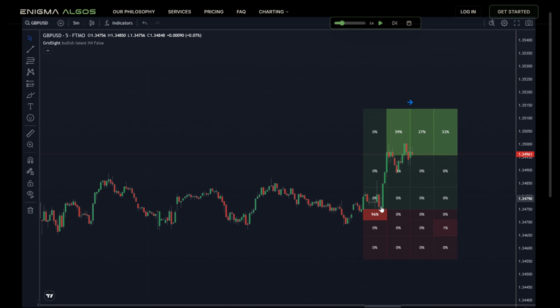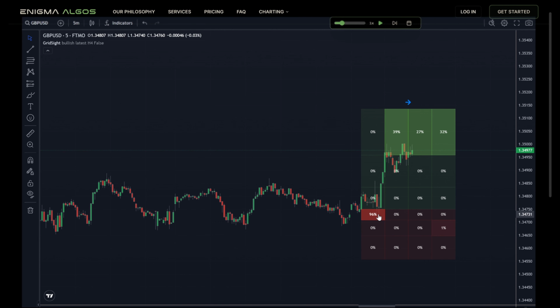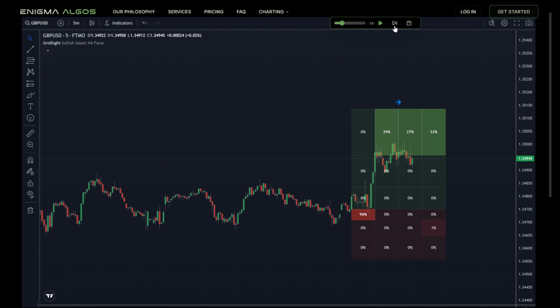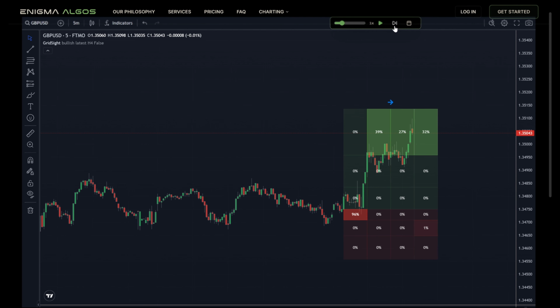We see now our low has a 96% chance of being the low of the session, and looks like we still have some high probabilities to reach an even higher high in these top right boxes. And we do exactly that.